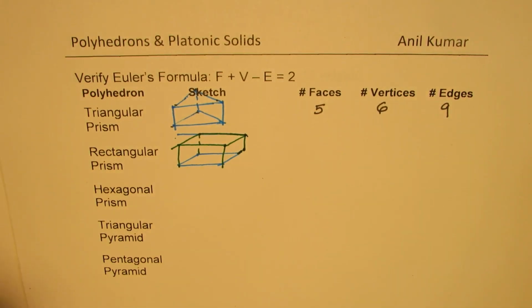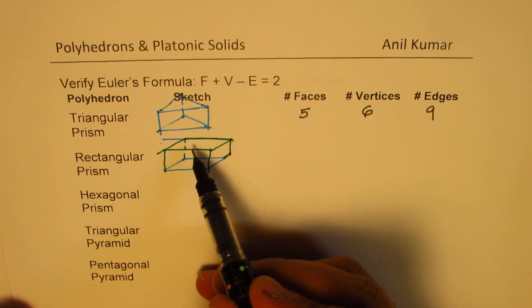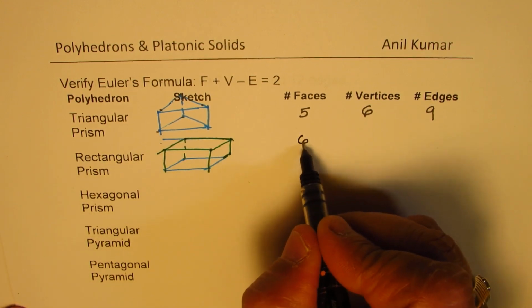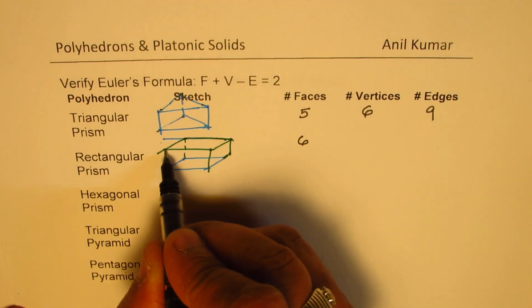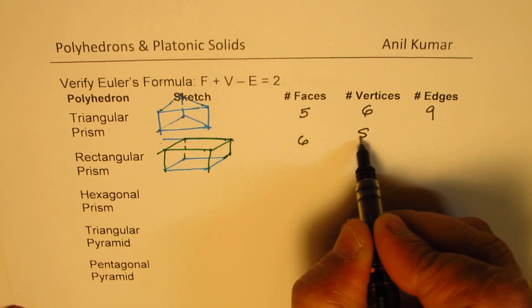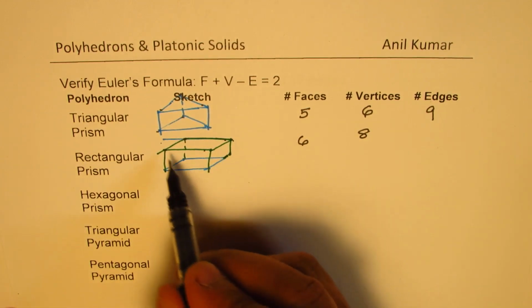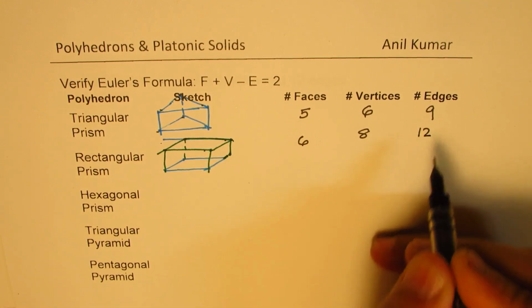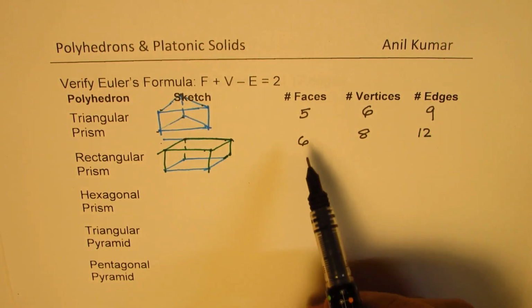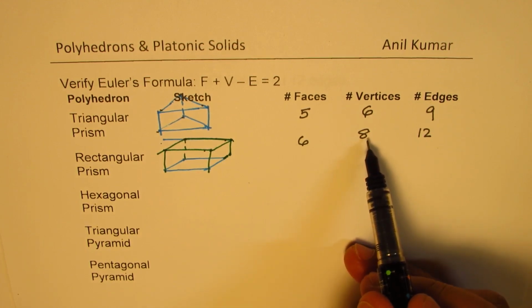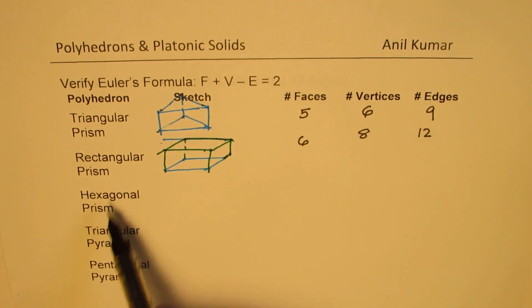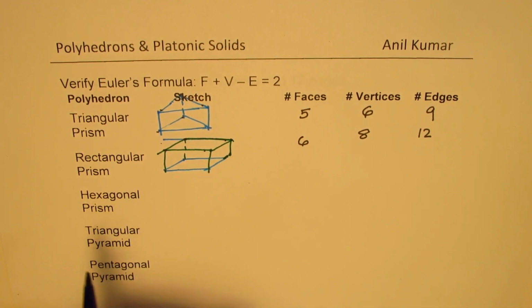Anyway, now let's count the faces. Top and bottom, that is 2, and 4 on the sides. So we have 6 faces. Vertices: 4 and 4, 8. Edges: 4, 4, 8, and 4 more, 12. Now again, if you do your math, adding these two is 14, and take away 12 is 2. So it works. Hexagonal prism means that you have 2 hexagons.